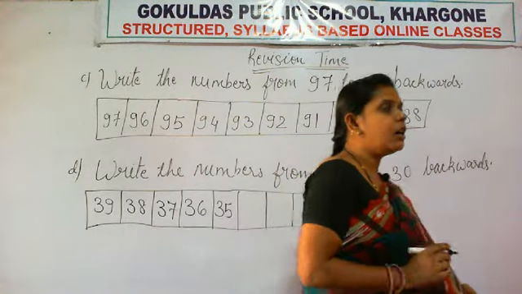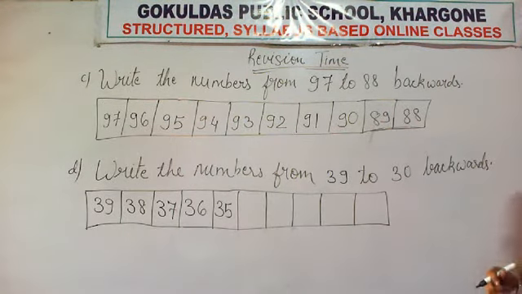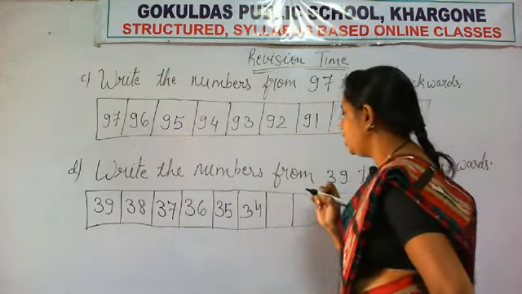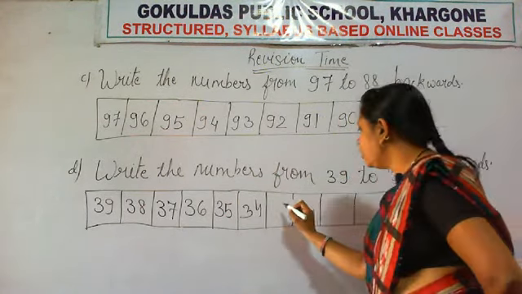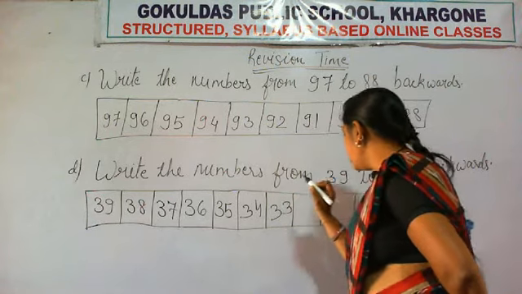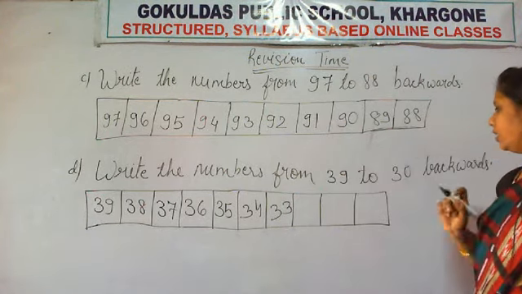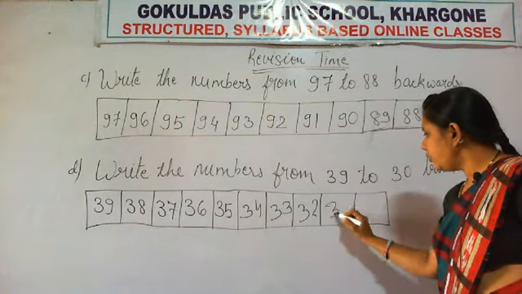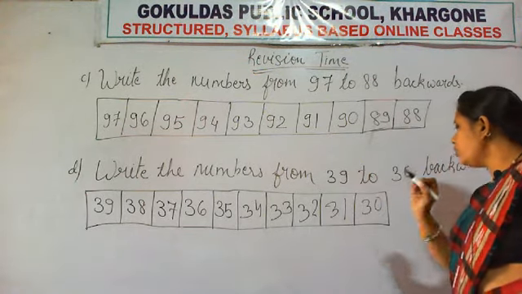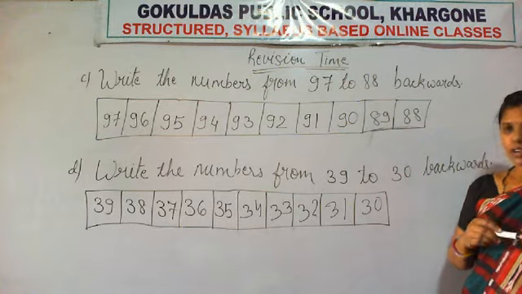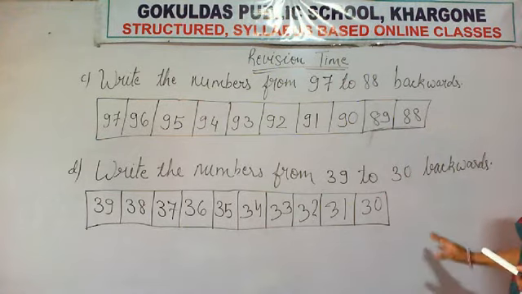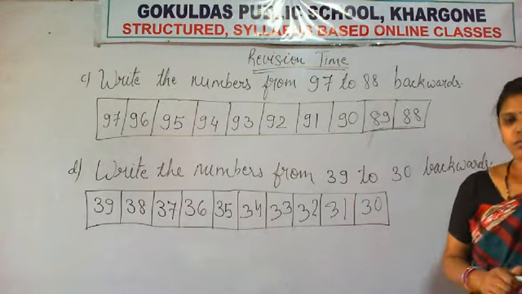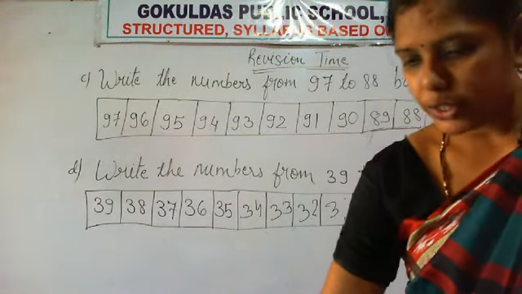Now which number will come after 35? 34. Now next number, 33, then 32, then 31, at last 30. I hope you have all written correctly. Okay, so those who have not done it, copy from the board fast and try to solve the question yourself.